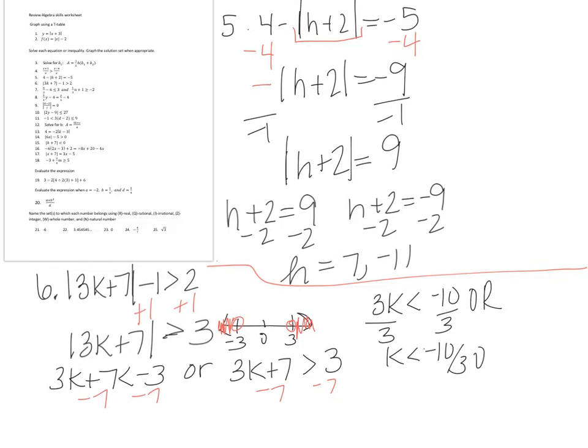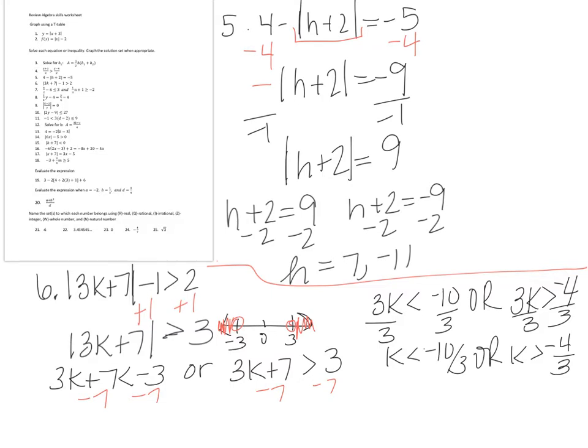Or. Do not leave out the or. We get 3k is greater than negative 4 divided by 3. So k is greater than negative 4 thirds.